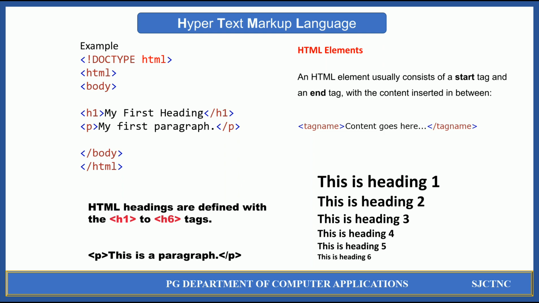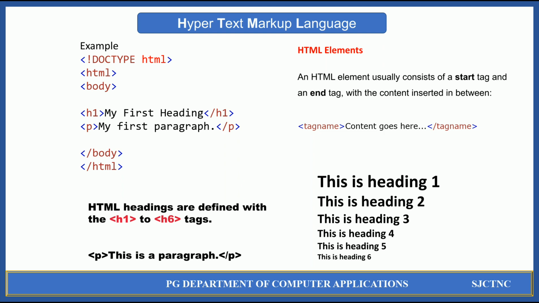First one is the document type. We are using HTML here, so we are mentioning HTML as the document type. Then we have the opening HTML tag, then the body tag. Then we are specifying two tags here, the h1 tag and the paragraph tag. The h1 tag displays my first heading and the paragraph tag displays my first paragraph.